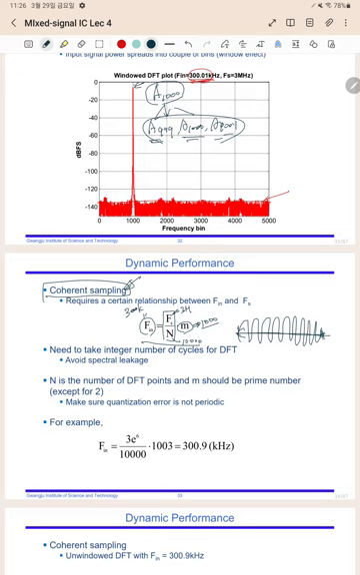So in order to remove both the quantization noise and also the spectral leakage, let's now change this m to some prime number which is still very close to 1,000, like 1003. Okay, so that means that your signal is still very close to 300k, right?